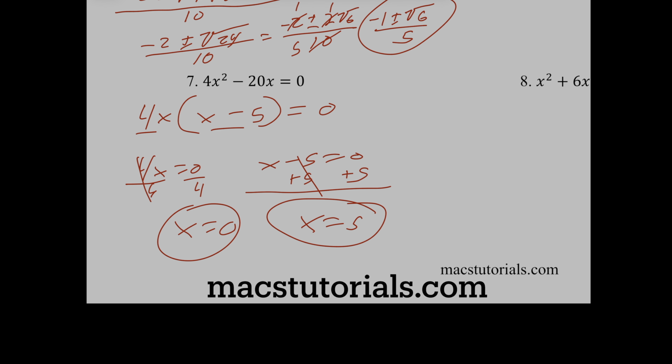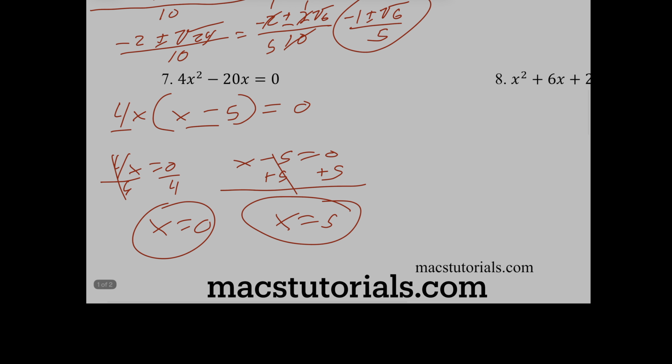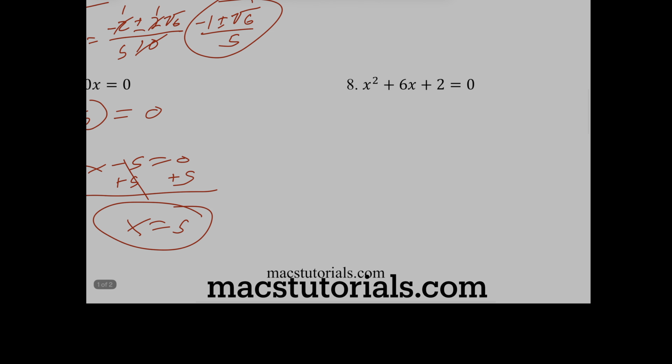Okay, so again, what's the same? What's left over? Do your factoring first. And then this one, I can look at this right now and know there ain't no factors of 2 that are going to add to 6. But I could complete the square though, couldn't I? All right, so I'm going to do that. I'm going to move my 2 over here and get x squared plus 6x equals -2.